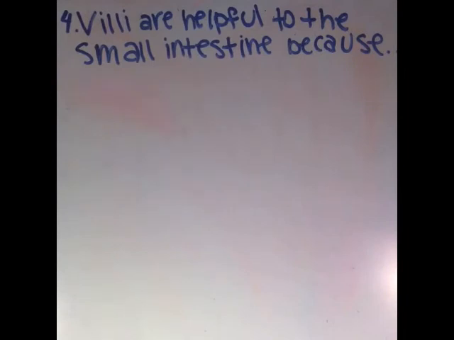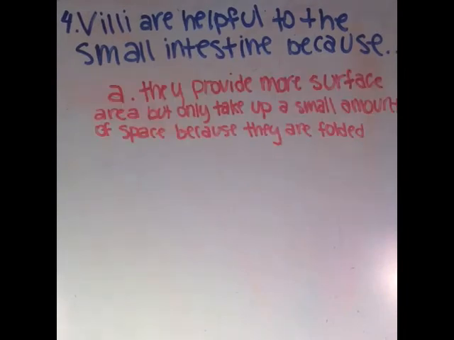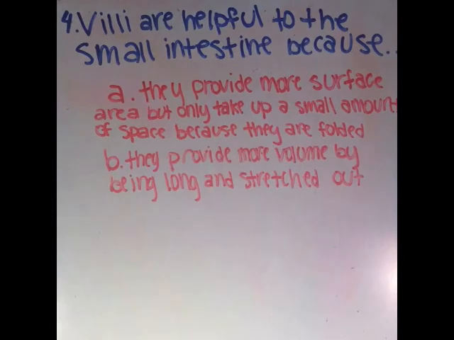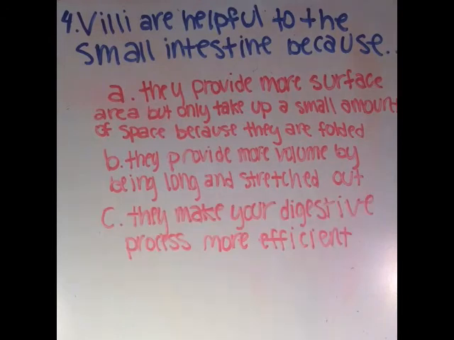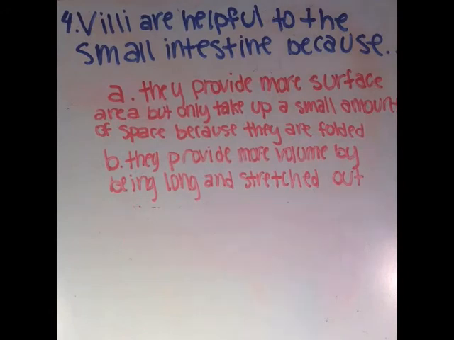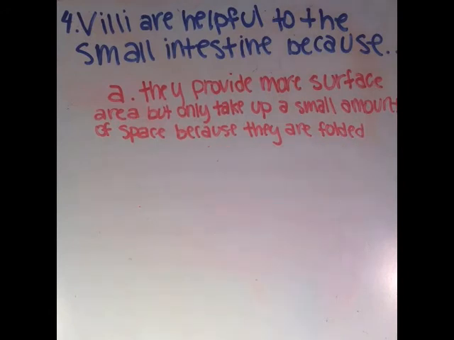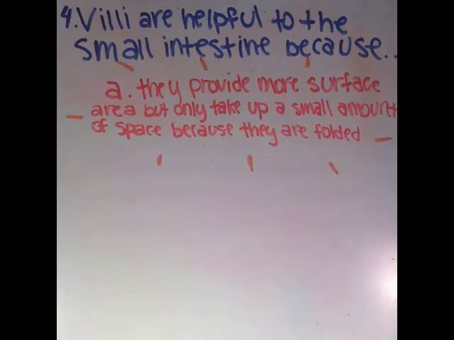Question 4. Villi are helpful to the small intestine because A. They provide more surface area, but only take up a small amount of space because they are folded, or B. They provide more volume by being long and stretched out, or C. They make your digestive process more efficient. The correct answer is A. They provide more surface area, but only take up a small amount of space because they are folded.